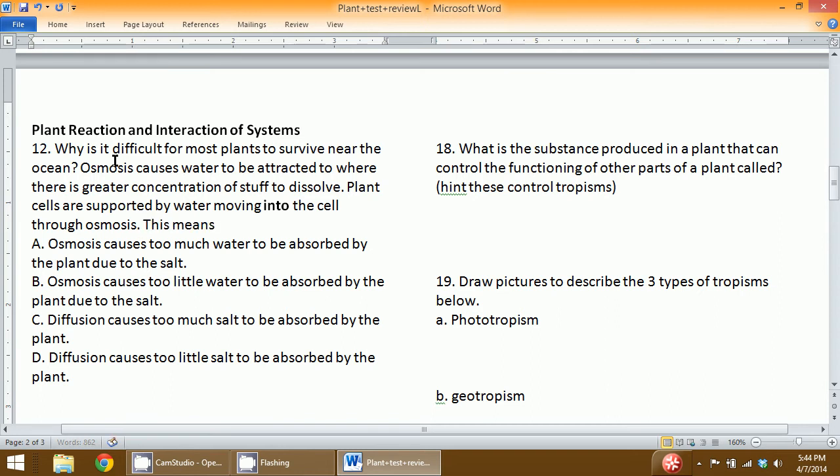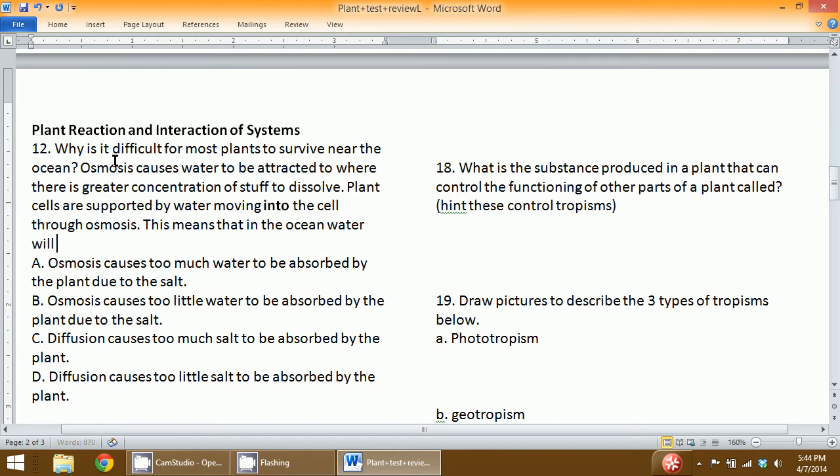This means that in the ocean, water will move out of the cell, making the plant cell limp. It becomes like an unblown up balloon. It simply starts to shrivel up. That changes the shape, and as we know in biology, it's all about the shape.